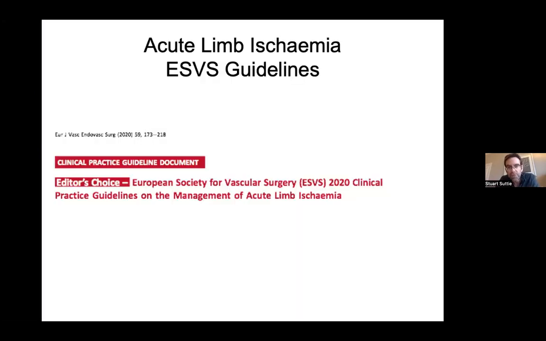So there are some really good guidelines for vascular surgery. They're found on the European Society of Vascular Surgery website, and they cover a whole host of guidelines from mesenteric ischemia all the way through to aneurysms, and they've now got a really good one on the management of acute limb ischemia. And it's a really good read.